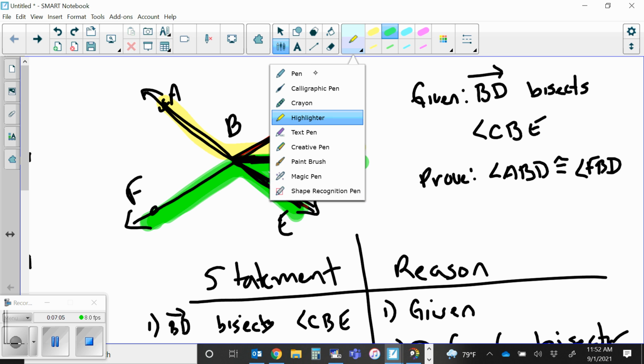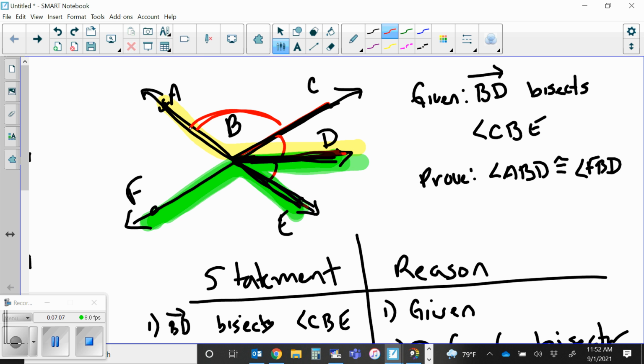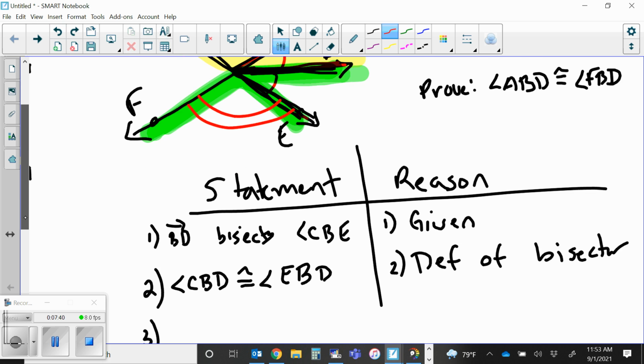What if this was congruent to this down here? What if those were congruent? Why would that help me? Because we'll call this angle 1 and this angle 2. Isn't this angle the same as angle 1 and isn't this the same as angle 2? You get what I mean by that? So why can I say that those two angles are the same actually? Why can I say that angle ABC is congruent to FBE?